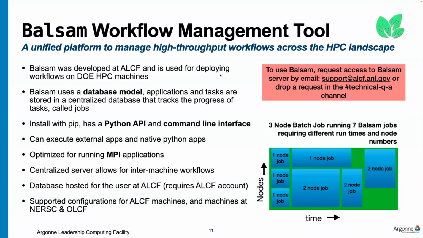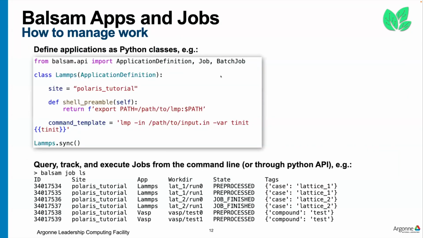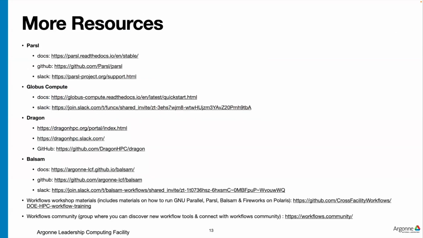And Balsam works like Parsl in that it will submit jobs to the scheduler on your behalf. It also has a Python API, so you describe your applications in a Python class, and then there's a command line tool that allows you to track the state of tasks within your portion of the database, which is called a site. I did want to mention that because we have had questions about whether Balsam is still being supported, and it is. We're happy to give any pointers on Balsam if you're interested.